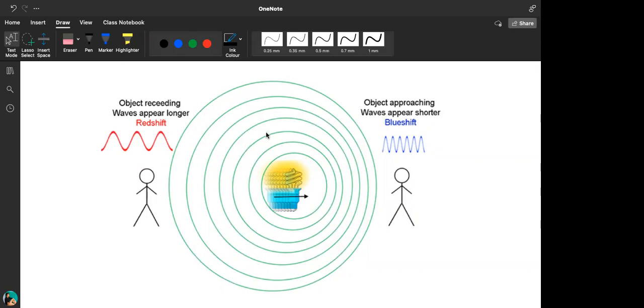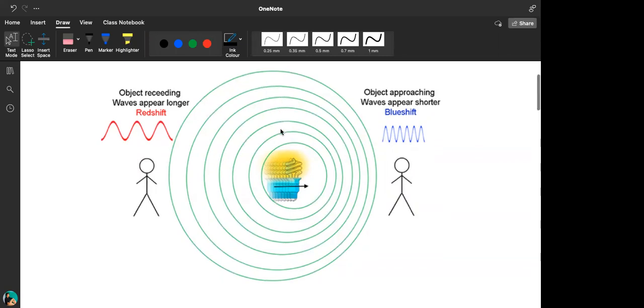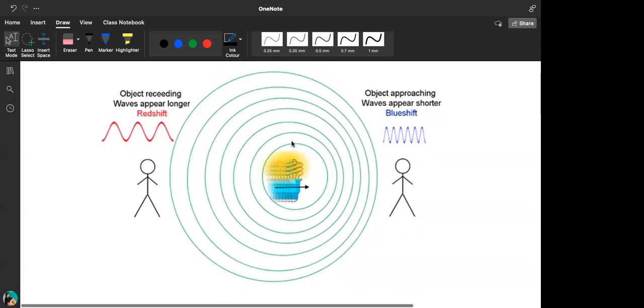Right, so this one you have learned in the AS. This is just a quick recap on the Doppler shift. Now, we have a source. Let's just say that this is giving us a frequency of 1 Hertz. So every second, it gives out 1 wave.